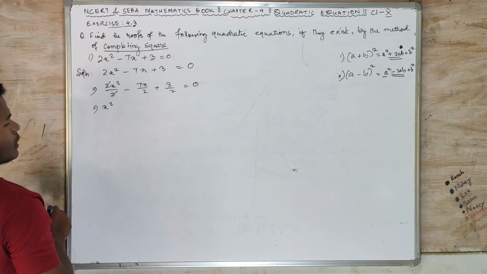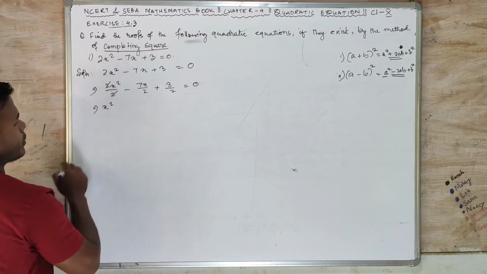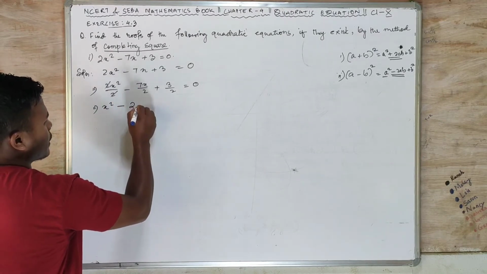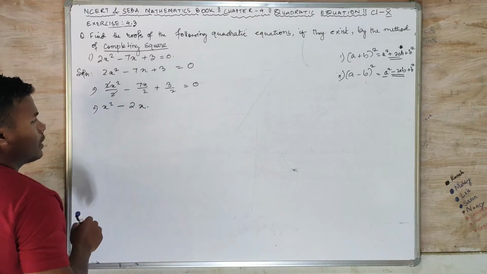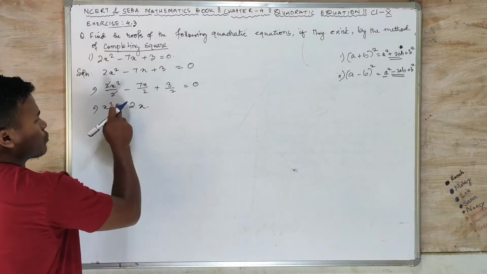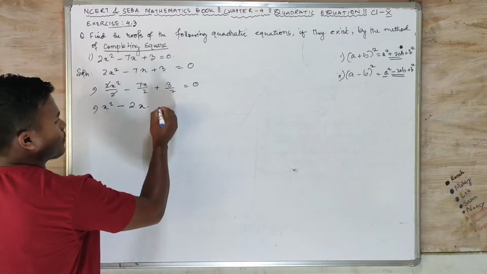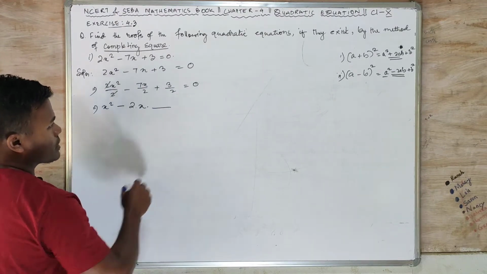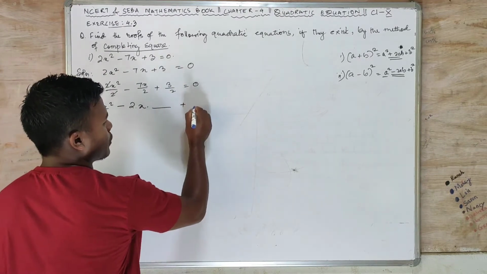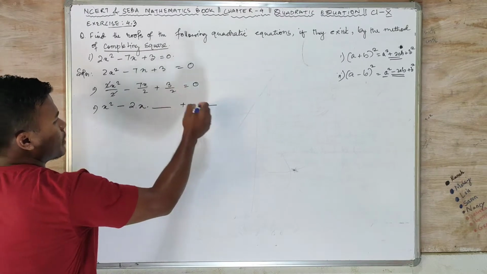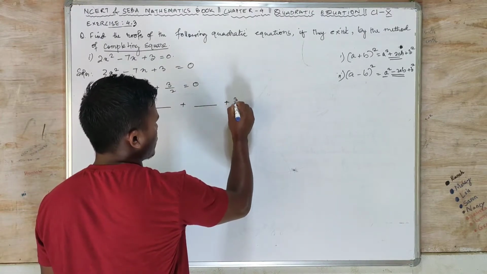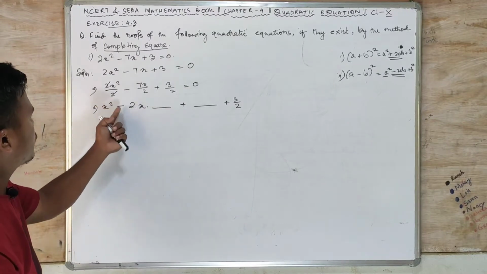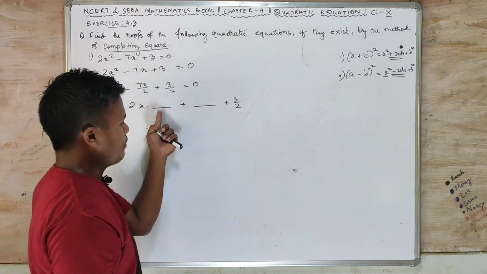What is remaining? x square. It means this is the a square value. A square minus 2 a b. What is your a? Your a value is x. A square minus 2a, and over here you will keep the b value, plus b square, and then the remaining number, plus 3 by 2. So how do we get this b value?